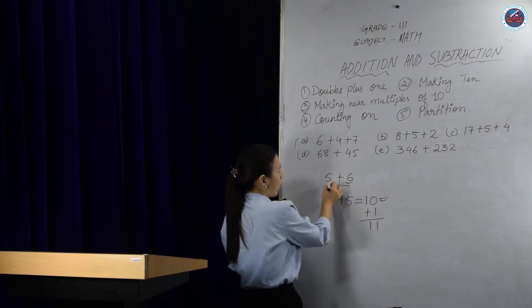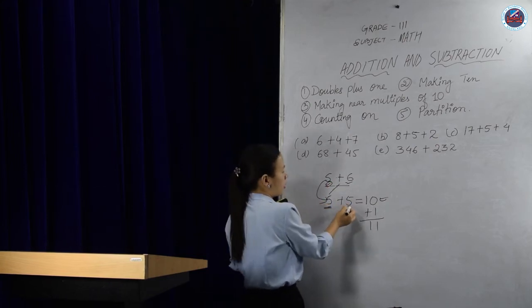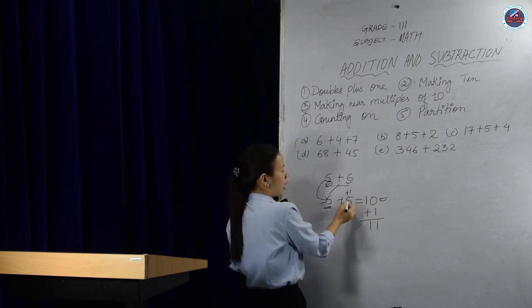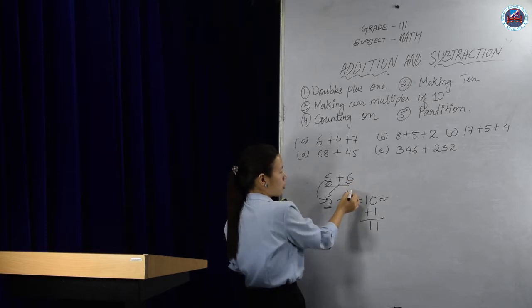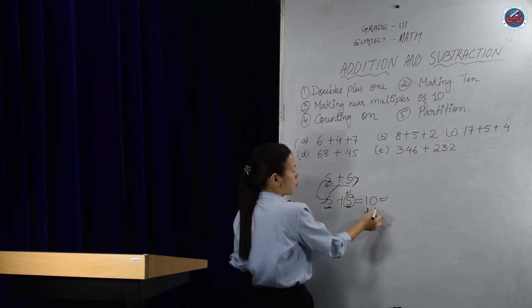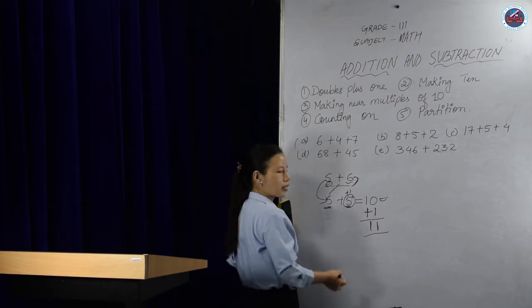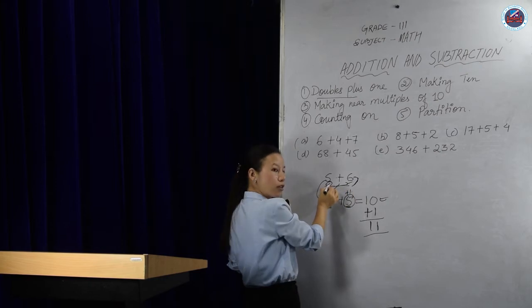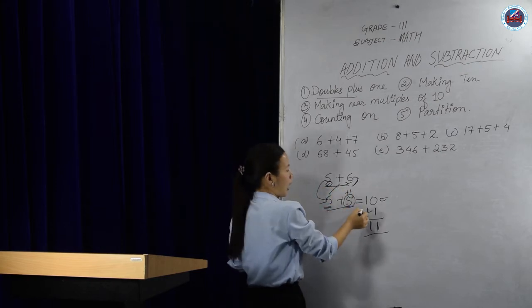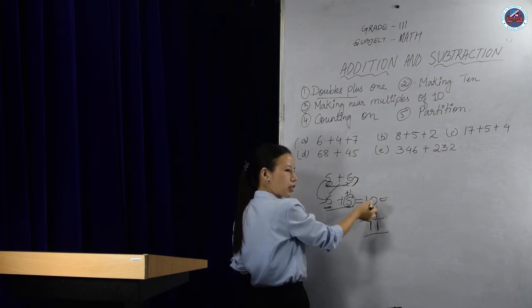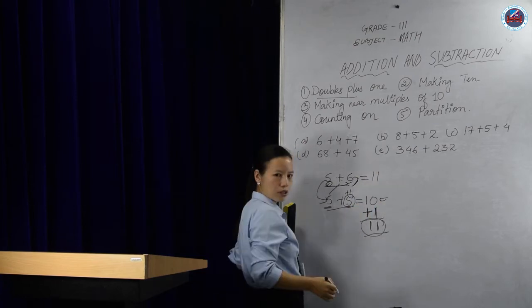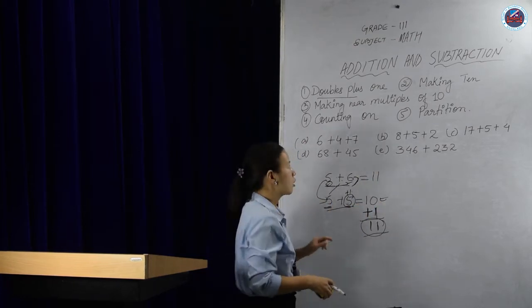Now here, this 5 is 1 less than this 6. That is, if you add 1 more to this 5, you get 6. So instead of 6, we have taken 5, that is, we need to add 1 more. That's why we have added 1 more to get the answer, that is 11. So remember, double plus 1: take the smaller number first, double it, and then add 1 more to the sum, and you get the answer. That is, 5 plus 6 is equal to 11. This way, we use this strategy to find double plus 1.